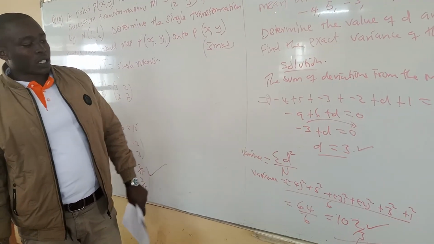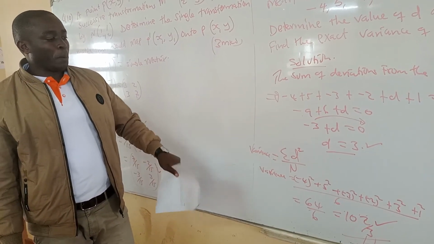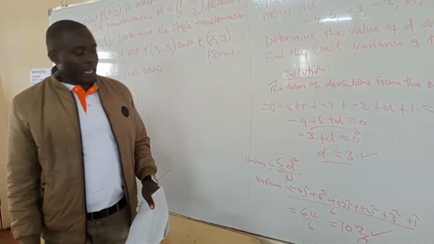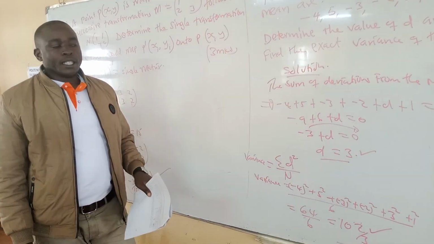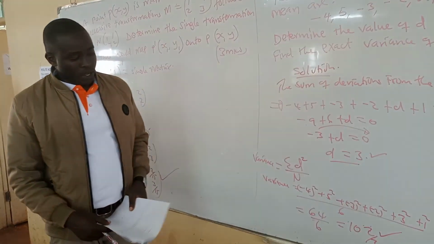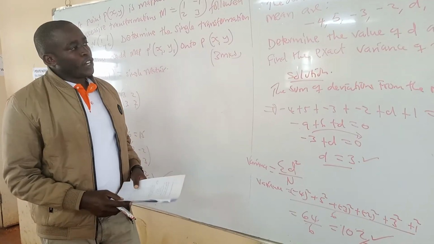If a student wrote 10.66 or 10.67, you score 0. Because I said, and I repeat, that when you find an answer with a recurring decimal, you change that into a fraction.